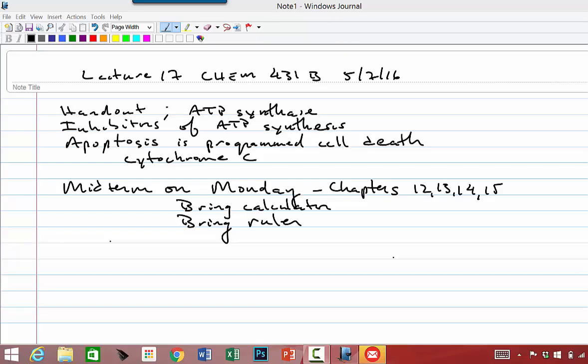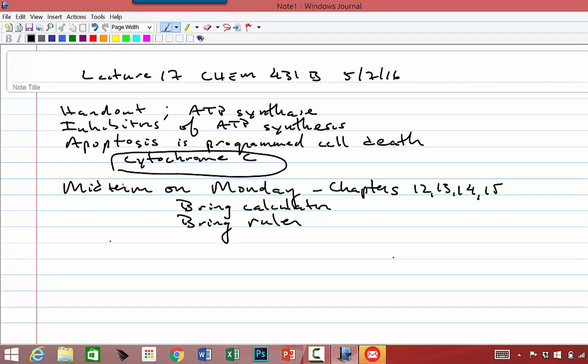And then I'll talk about a relatively new phenomenon where the electron transport chain, and specifically cytochrome C, is involved in a process known as apoptosis, also pronounced apoptosis, and that means programmed cell death. So I'll talk about cytochrome C's involvement in that.